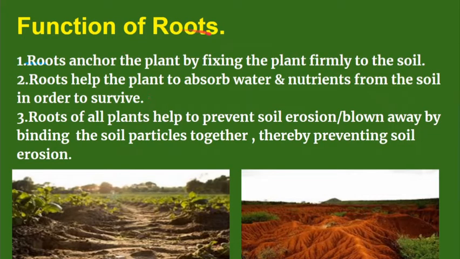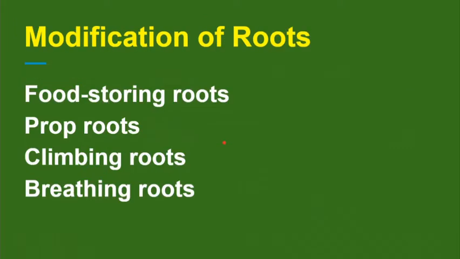What are the functions of roots? Roots anchor the plant by fixing the plant firmly to the soil. Roots help the plant to absorb water and nutrients from the soil. Roots of all plants help to prevent soil erosion by binding the soil particles together.